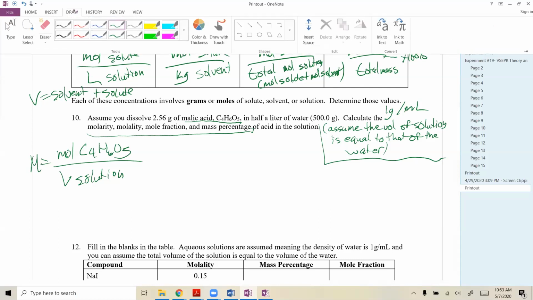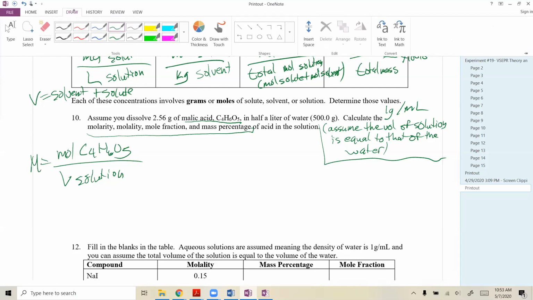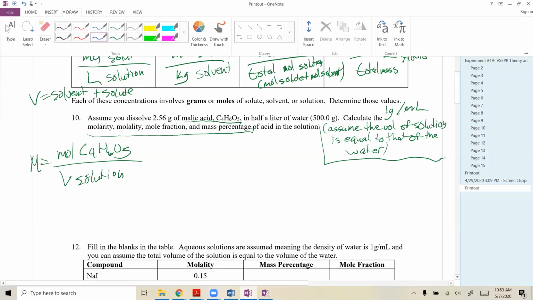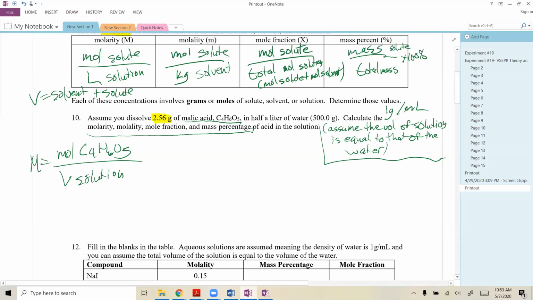Sorry, what was the question? We're trying to figure out from these 4 which one we should start with. While we can start with molarity, there is an even easier one that we can start with first that doesn't require as much preparation as us finding moles and us finding the volume. The mass percent is a good one to start with, because our units are already in grams here. We have 2.56 grams, we have 500 grams. So let's find our mass percent.